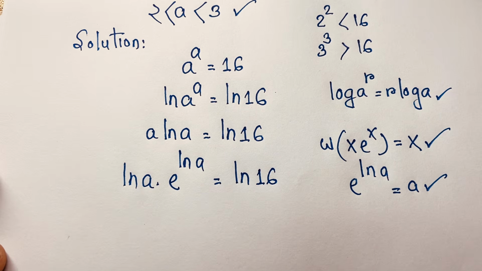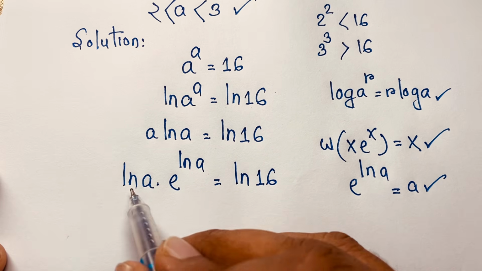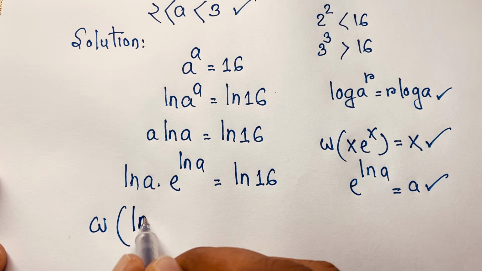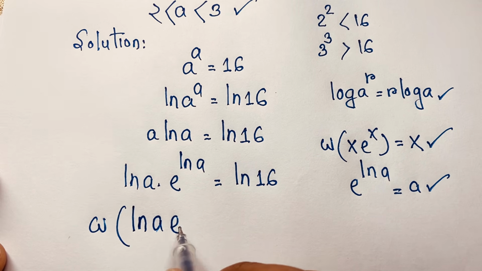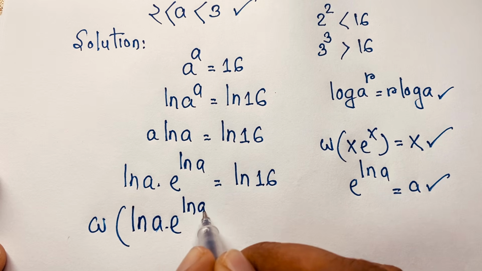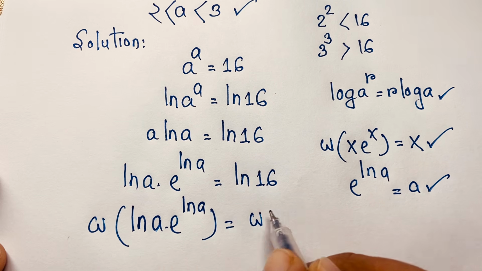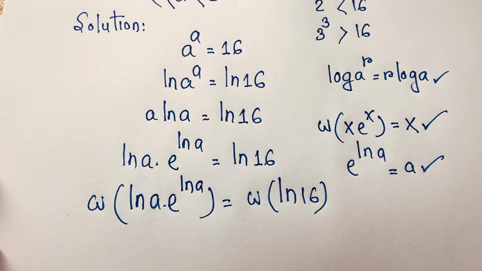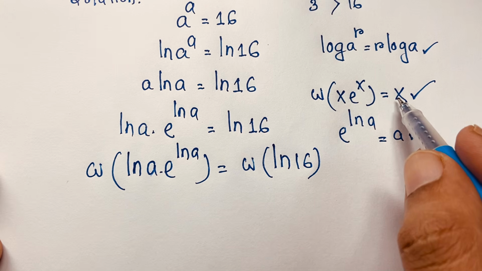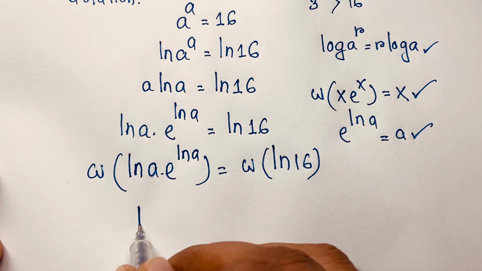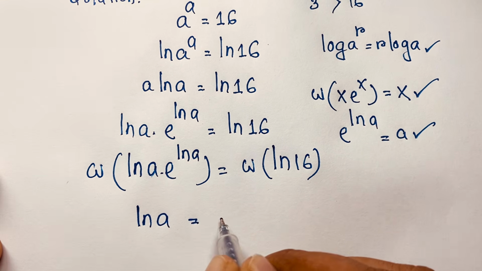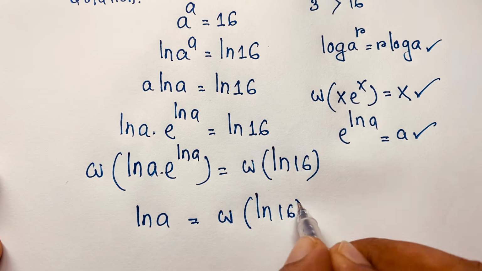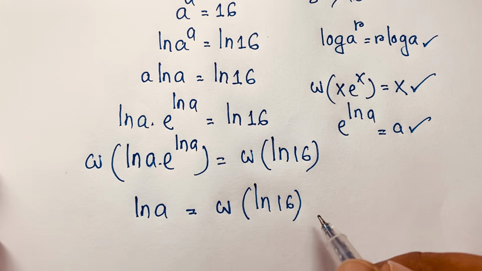Now at this moment I use the Lambert W function on both sides, because of that both sides are the same. So ln a e to the power ln a is equal to the Lambert W function of ln 16. I use the Lambert W function on both sides. Now if I apply this formula, it will be x, so ln a is equal to the Lambert W function of ln 16. Now what is the value of a in this case?